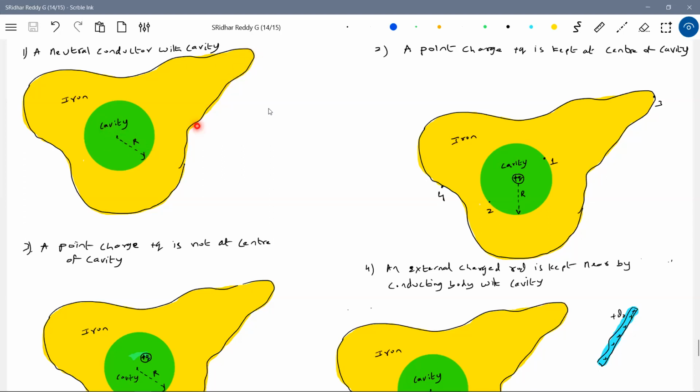And look at the shape of the iron body. It is some iron body, I'll write it. So it is some arbitrary shape. So the radius of curvature of the outer surface will be different at different points.